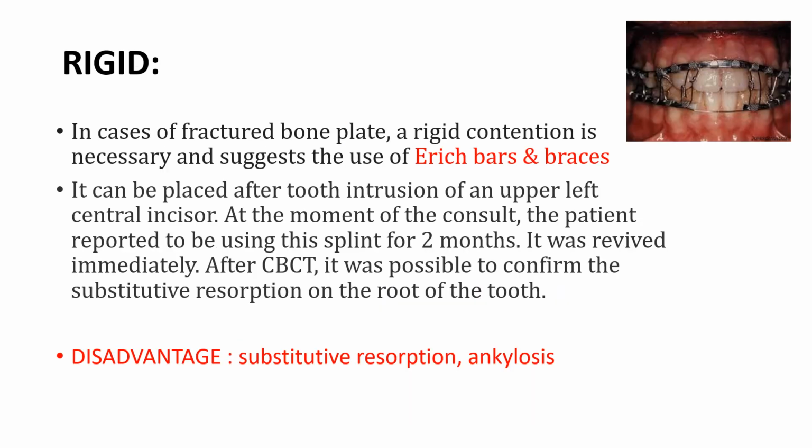Rigid. In cases of fractured bone plate, a rigid contention is necessary, which suggests the use of Erich bars and braces. It can be placed after tooth intrusion of an upper left central incisor. At the moment of the consult, the patient reported using this splint for 2 months. It was removed immediately. After CBCT, it was possible to confirm the substitutive resorption on the root of the tooth. Disadvantages include substitutive resorption and ankylosis.